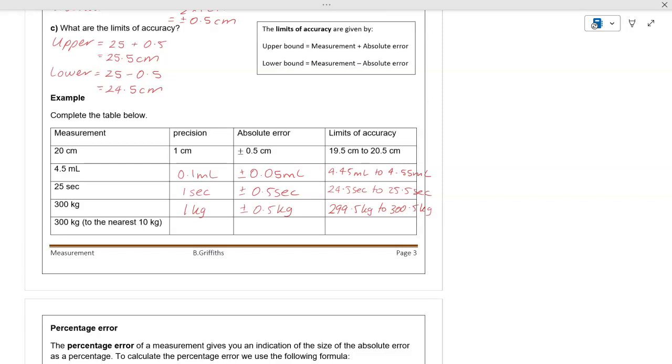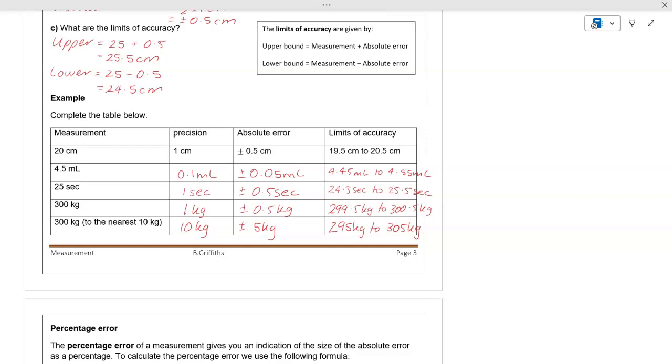And our last one's a little bit different here. We're looking at 300 kilograms again, but this time to the nearest 10. So that means my precision is to the 10 kilograms, and half of that is just going to be 5 kilograms. So I go 5 kilos less than 300, which is 295, and I go 5 kilos above, which is 305 kilograms as my limits of accuracy. So that's how we find that error in measurement and the limits.